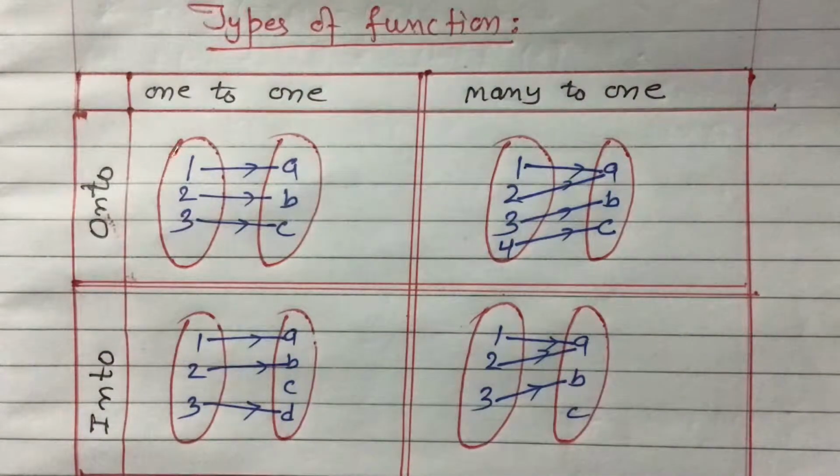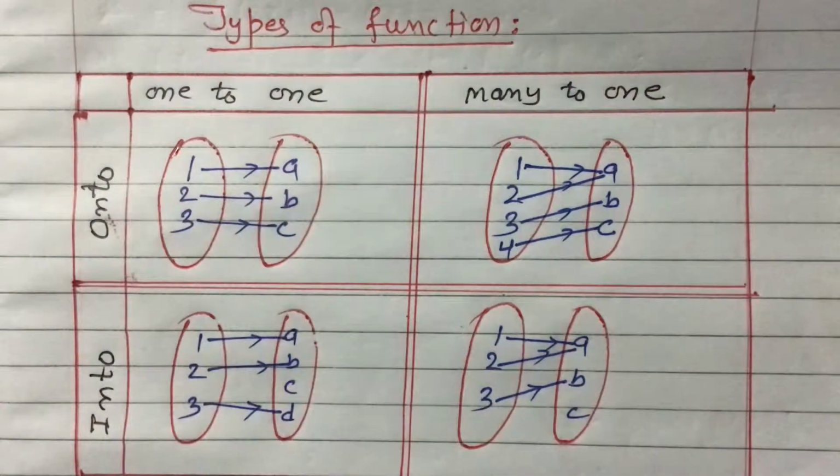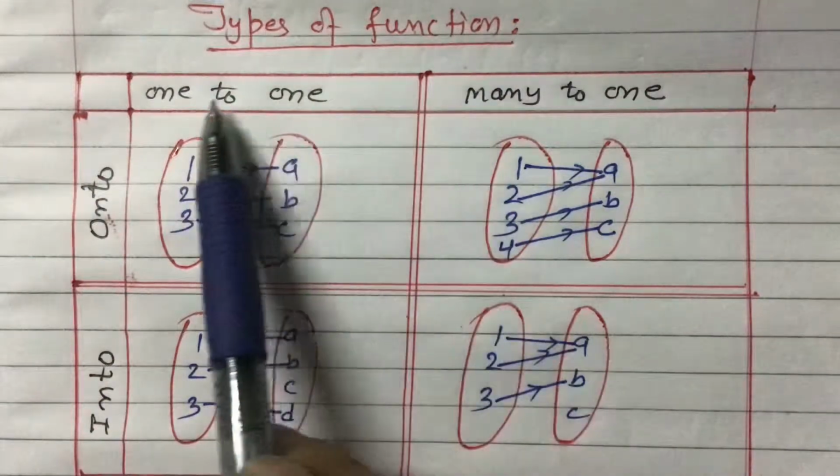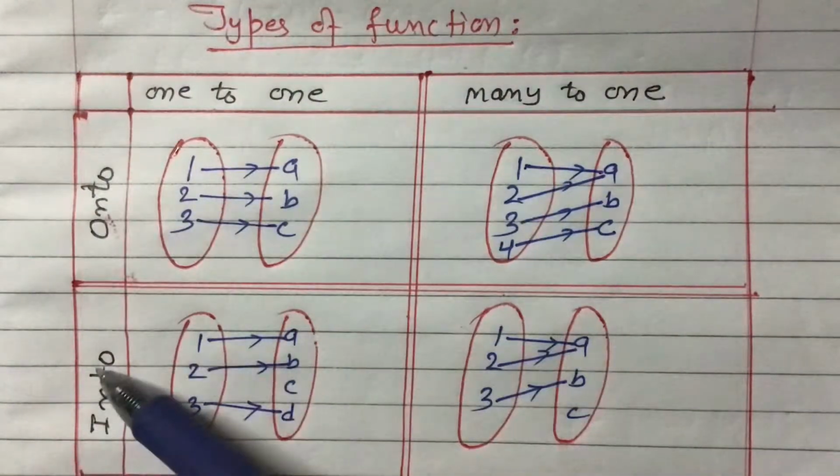Dear students, today I am going to teach you types of function. So types of function here are one-to-one function, many-to-one function, onto function and into function. So we have got four types: one-to-one, many-to-one, onto, into.